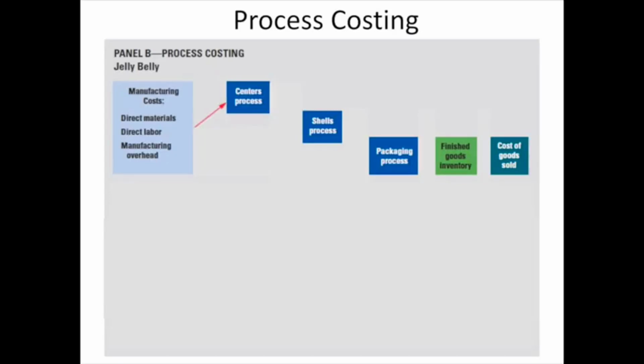So in the centers process, we're going to need a certain amount of direct materials, a certain amount of direct labor, and a certain amount of manufacturing overhead. Then once the center of the Jelly Belly is complete, the center is then transferred to the shells process. And in the shells process, we need additional materials, labor, and overhead, because it's likely that we have different labor, different people, completing the shells process than we're completing the centers process. So we have different labor, we probably have different types of materials, and it may be in a different building altogether, so we may need different lights and machines and that type of thing.